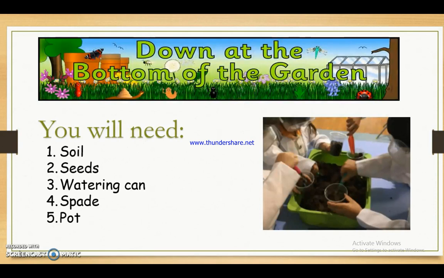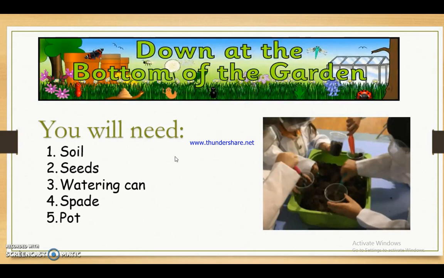We are going to write instructions for recipes. We are going to learn about classroom instructions. And in this part, we are mingling science and English together. So today we are going to talk about instructions on how to plant a tree. Down at the bottom of the garden, science and English are mingled together.